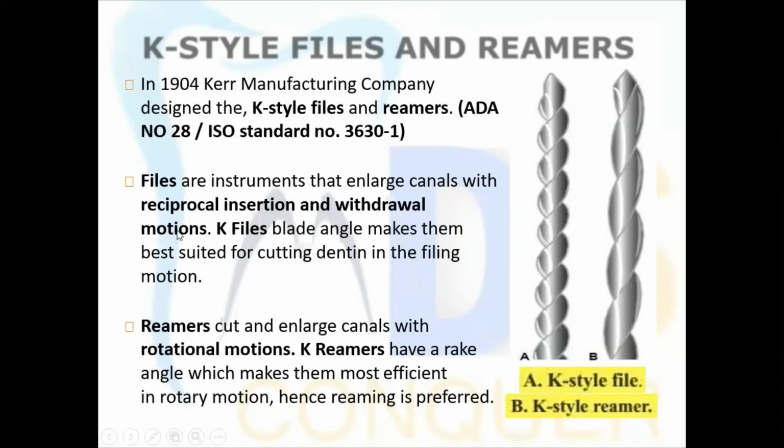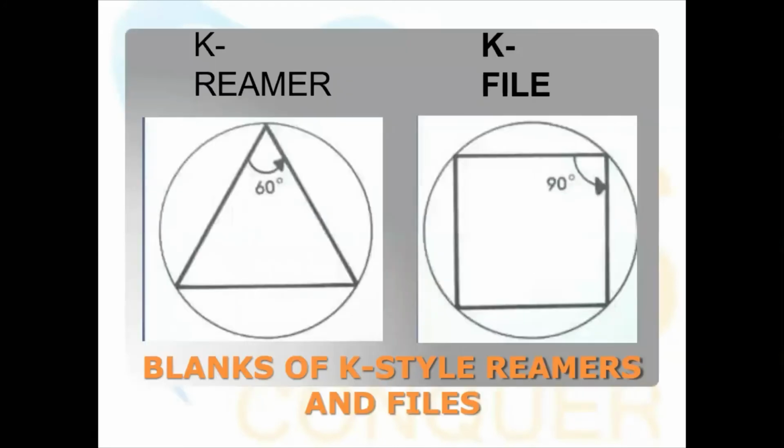So these files and reamers are similar in their function, that is, cutting action, but they differ in several aspects, which are more important for us from an exam point of view. So let's look into that. The basic difference between the reamer and the file is the cross section.